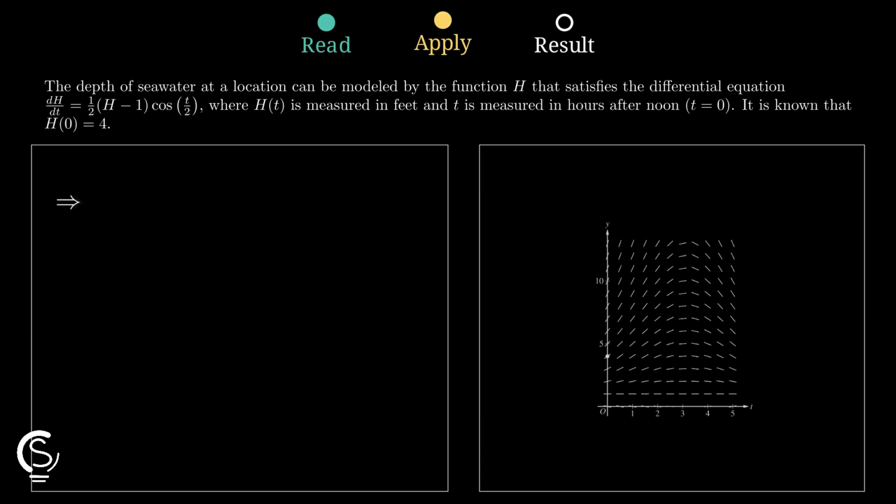For part B, we find critical points where the derivative equals 0. Since cosine of t over 2 vanishes at pi, we test the sign change to confirm a relative maximum.